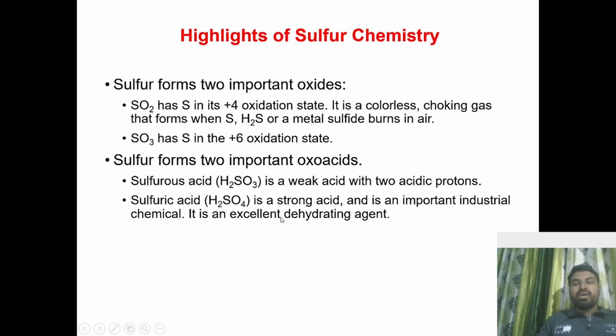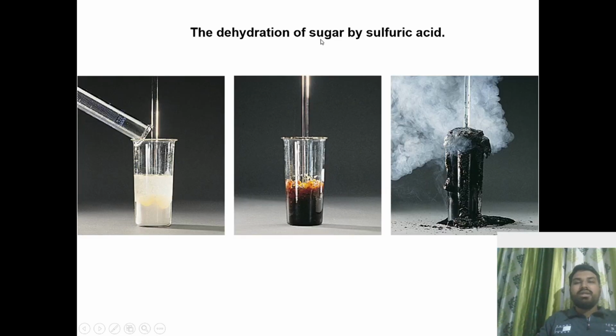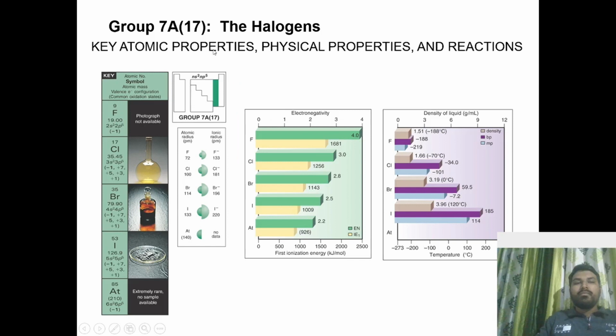Sulfuric acid is a strong acid and it is an excellent dehydrating agent. The dehydration of sugar by sulfuric acid. See, this is sulfuric acid and the dehydration which we have seen. What happens by adding sulfuric acid?